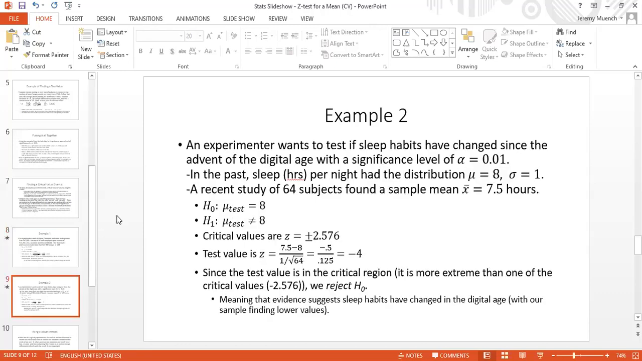So let's try another example. An experimenter wants to test if sleep habits have changed since the advent of the digital age, with a significance level of alpha equals 0.01. Let's say in the past, sleep in hours per night had a distribution with a mean of 8 and a standard deviation of 1. A recent study of 64 subjects found a sample mean of 7.5 hours. We're going to assume the same standard deviation.